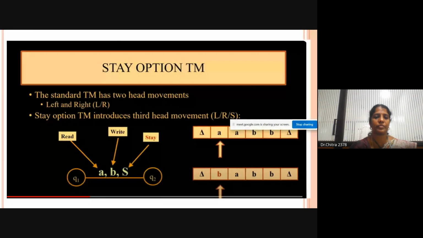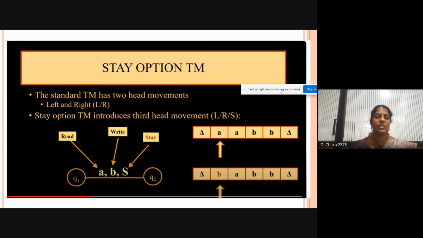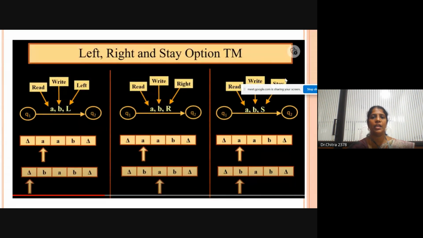Consider A/B, S. Read this, write, and stay option. This is the general way to describe this. It means A is converted into B, and the head stays in the same position, the stay option. This is one of the modified versions. In the general Turing machine, there are two possibilities, left move and right move. But in this stay option, without any move also, we can design the Turing machine. That is the first variant of the Turing machine.